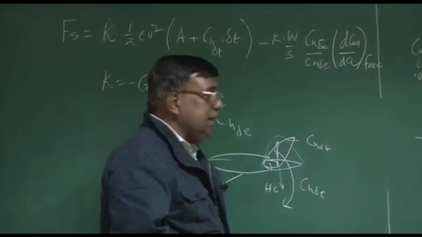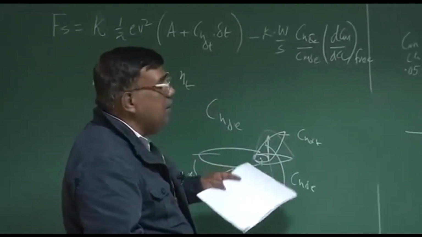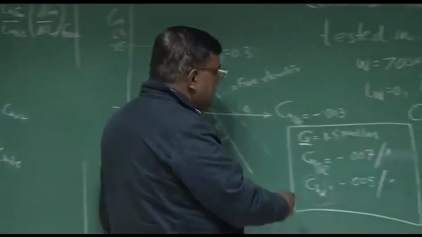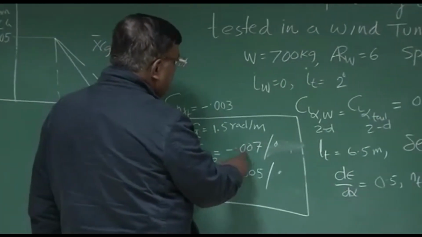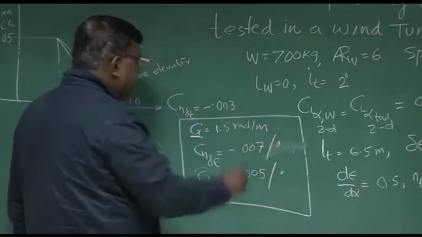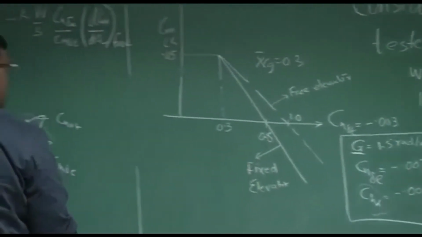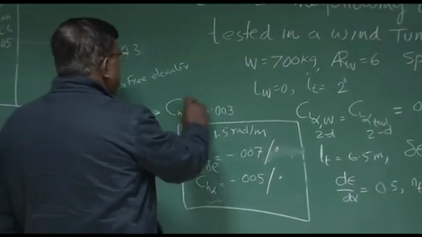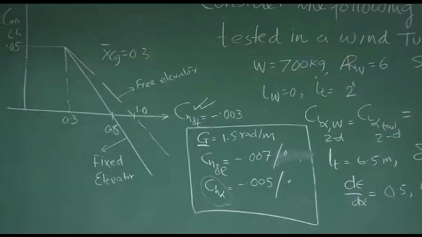So those values are negative because the hinge line is ahead of the resultant center of pressure. So CH alpha T and CH delta E values are minus 0.007 per degree and minus 0.005 per degree. Suppose this is given, and also of course I think somewhere CH delta T is also given. This is the tab. What is CH delta T?